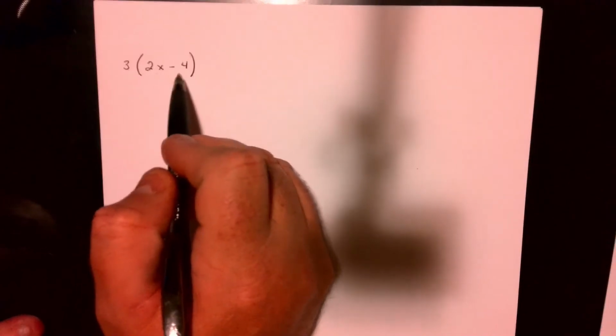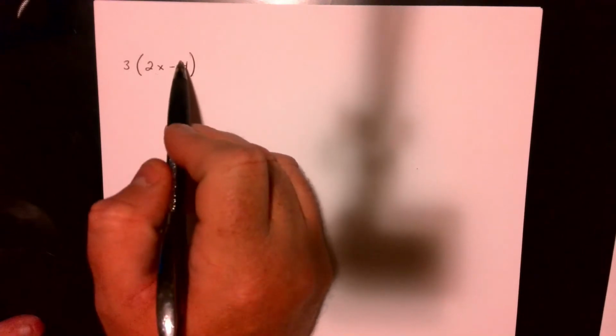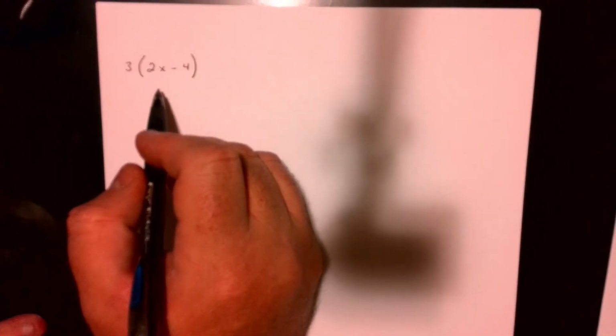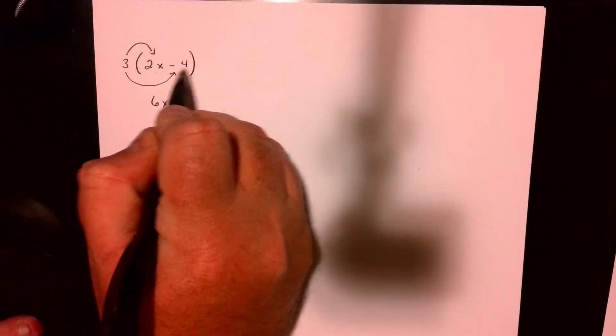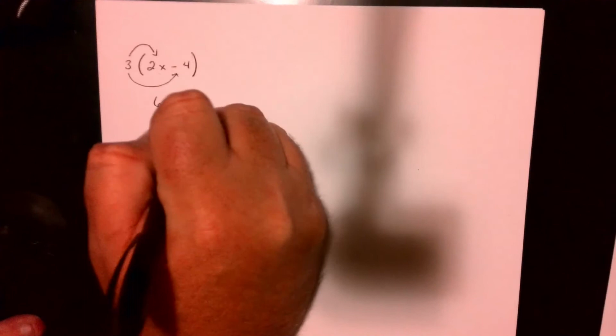After parentheses, we always look for exponents. We do not have any exponents in this problem, so we move on. After exponents, we look for multiplying and dividing. We do have multiplying going on. 3 is sitting next to the parentheses, next to the 2x minus 4. So the 3 is getting times through. So the 3 is times by the 2x, which makes 6x. And then 3 is also being times by the negative 4. So 3 times a negative 4 is a negative 12.